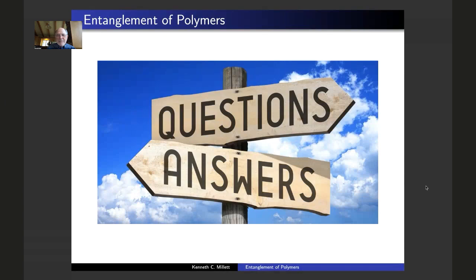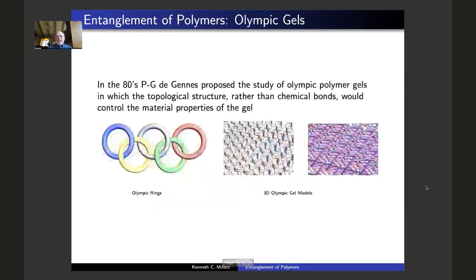Okay, shall I move on? Let's see here. I have 8 minutes or so. So back in the 80s, de Gennes proposed a study of what he called Olympic polymers. And these are polymers composed of collections of closed rings, like the Olympic rings. And so, of course, these structures lend themselves to study using periodic boundary conditions as well.